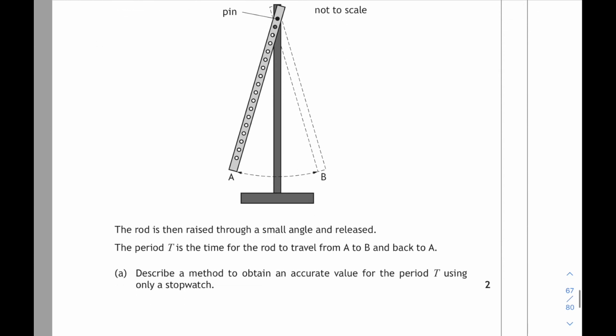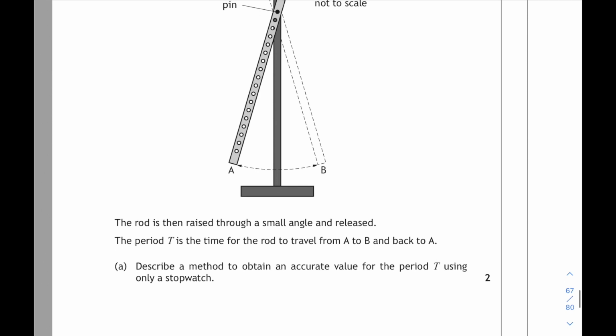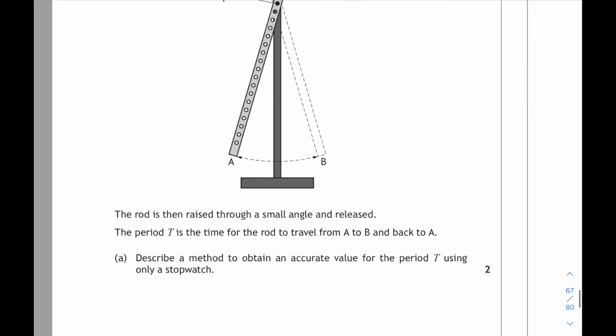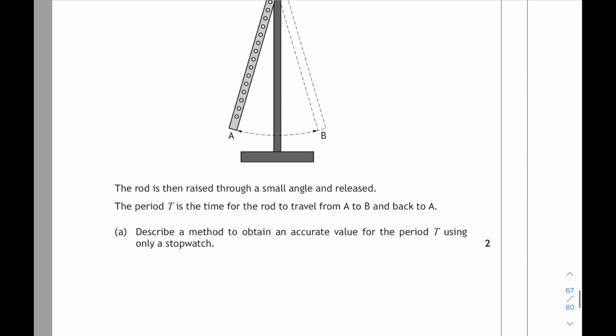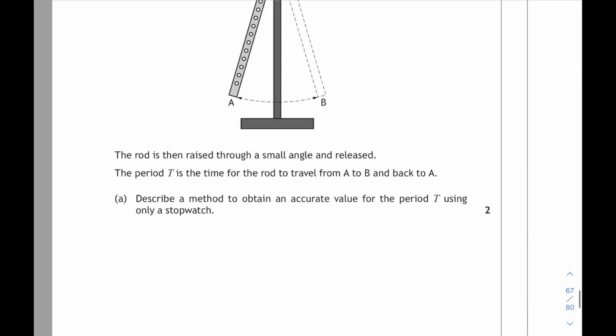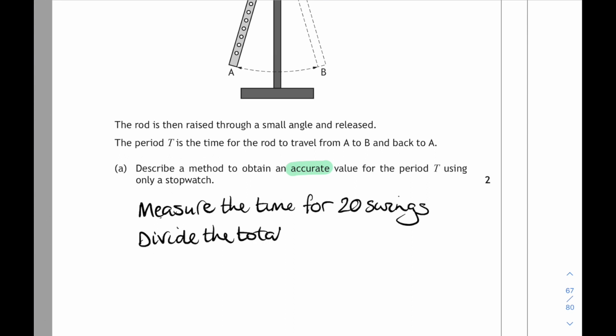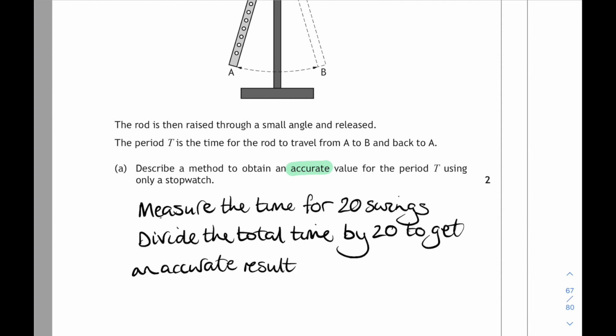So, the rod is then raised through a small angle and released, and the period T is the time for the rod to travel from A to B and back to A. So, time for one swing, and we have to describe a method to obtain an accurate value for the period using only a stopwatch. Well, it would be very difficult to measure one swing accurately due to human reaction time, so what we should really do is measure the time for, say, 20 swings and divide the total time by 20 to get an accurate result for the period of the pendulum.